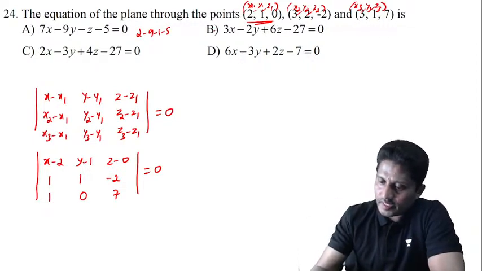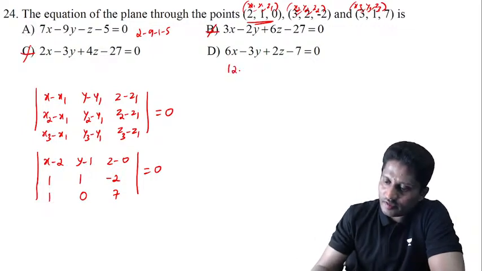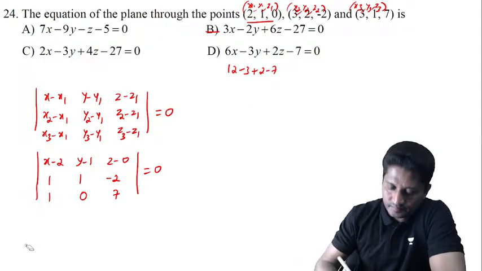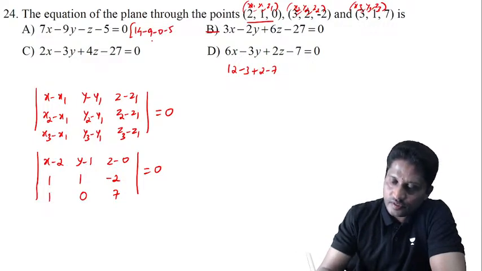If I substitute here, it will not satisfy. But if I substitute here, you get 12 minus 3 plus 2 minus 7. No, it doesn't satisfy. Let me check. Wait. If I take 2 comma 1 comma 0 and substitute here, x is equal to 2 means 14, y is equal to 1 means this will be 9, z is anywhere, 0 minus 5. So this is 14 minus 14 equal to 0.